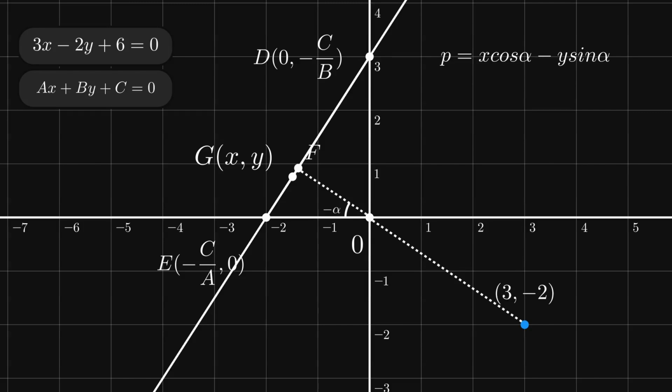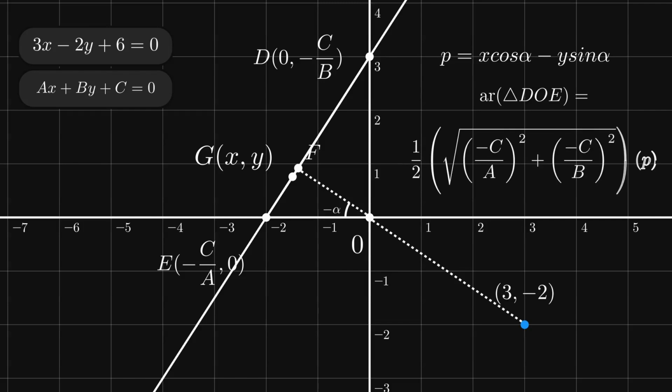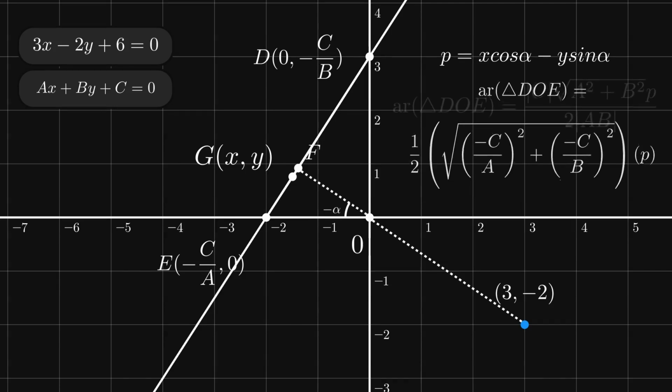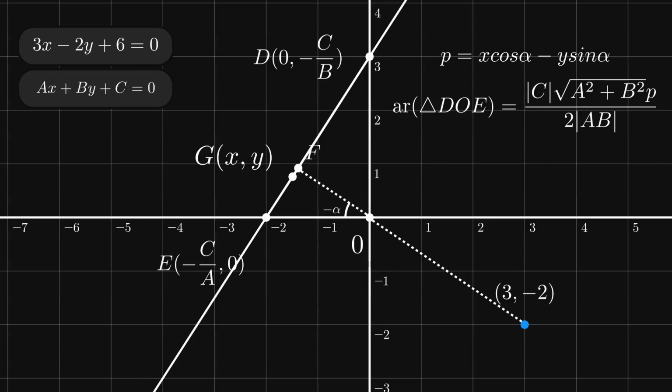Take a moment and just observe to find how we can do this. We can see the intercepts having the constant c, and the ED line seems like the base of the triangle DOE, and the distance OF as the height. That is, the area of triangle DOE equals half under root minus c over a whole square plus minus c over b whole square times p, which simplifies to c times under root a square plus b square times p all over 2 times ab.